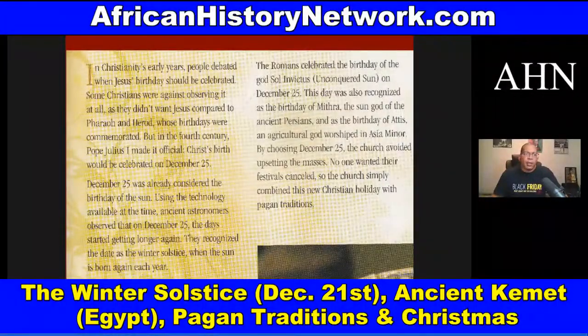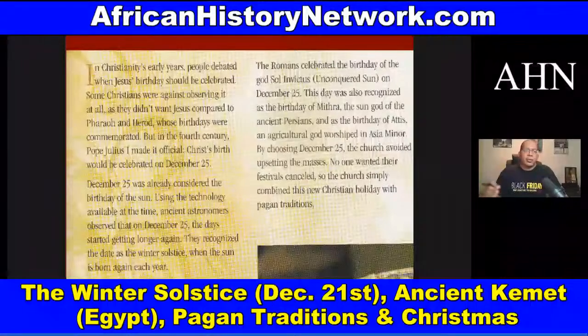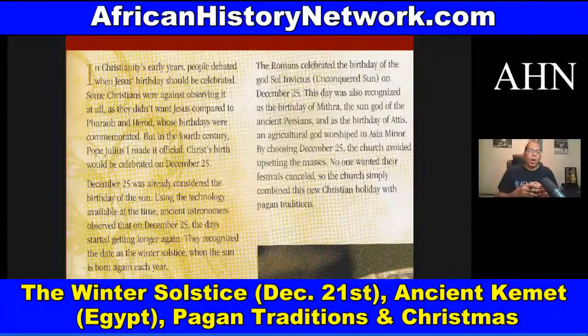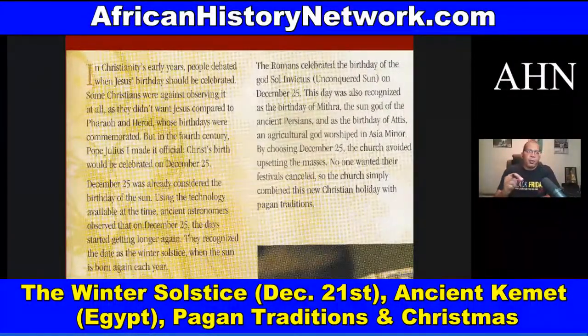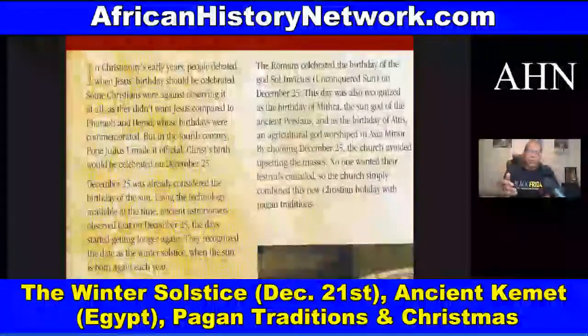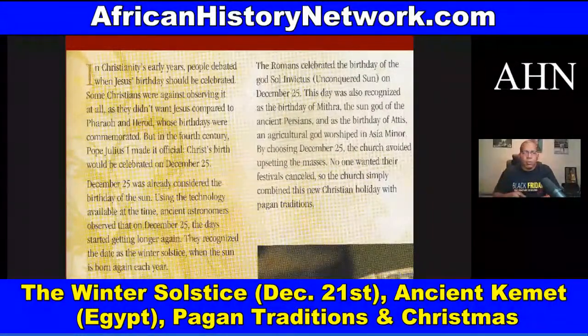So it says, here it's a little hard to make out, but I try to blow it up as much as possible. It says, in Christianity's early years, people debated when Jesus' birthday should be celebrated. Some Christians were against observing Jesus' birthday at all, as they did not want Jesus or Yeshua compared to Pharaoh and Herod. Now, which Pharaoh are you talking about? Pharaoh is a title, not a name. Which Pharaoh are you talking about? And these people's birthdays were commemorated.